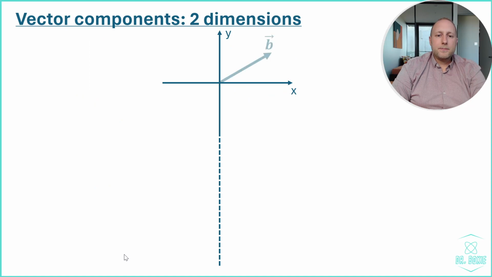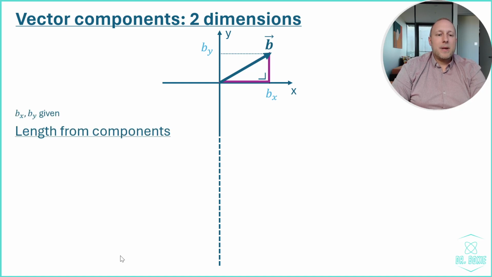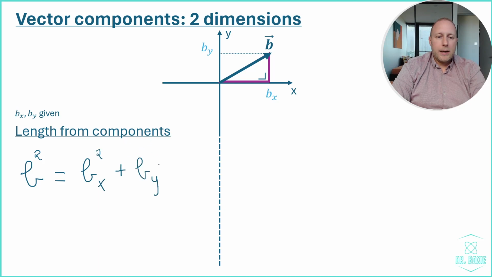What can we do with this? Take some vector b, and here are its components bx and by, and notice that this creates a right triangle. What can we do with it? Well, imagine that I am given the components bx and by, and the question is, what is the length of the vector b itself? Well, if I know the components, I can just apply the Pythagorean theorem to the right triangle here. That gives me that b squared is equal to bx squared plus by squared.